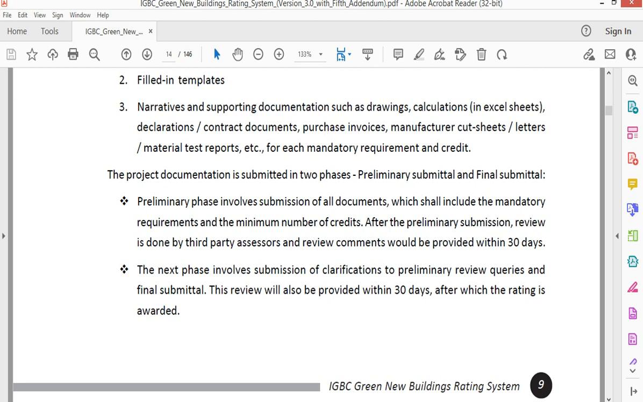Then comes the next phase, which is about the submission of clarifications to the preliminary review queries, and then comes the final submittal where all the final documents are submitted. This review would be provided within 30 days, after which the rating is awarded.